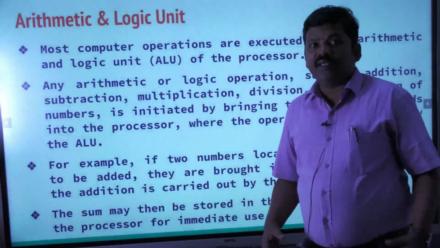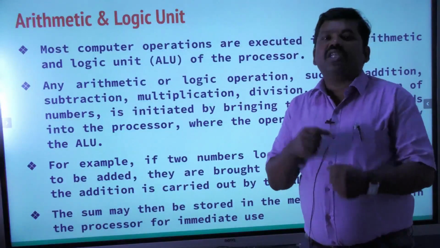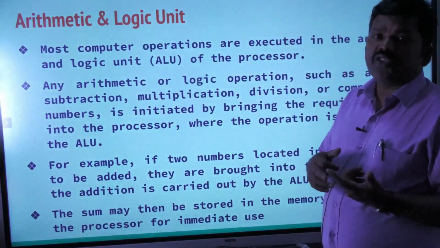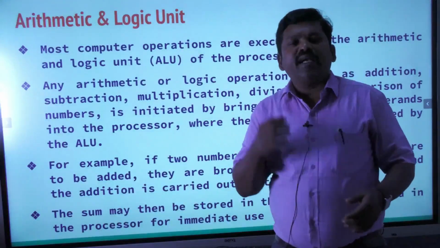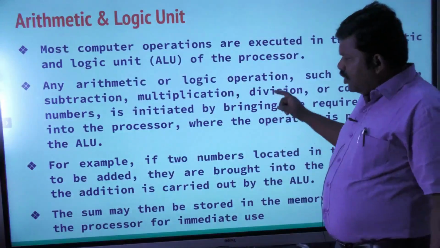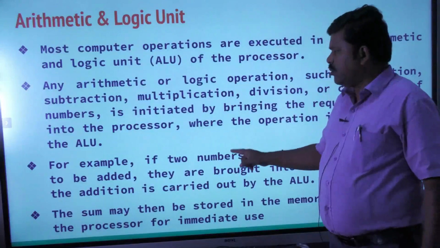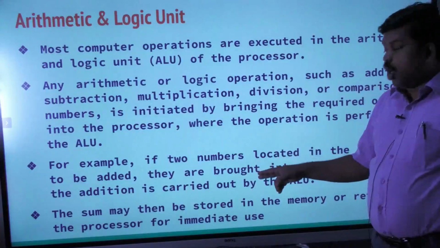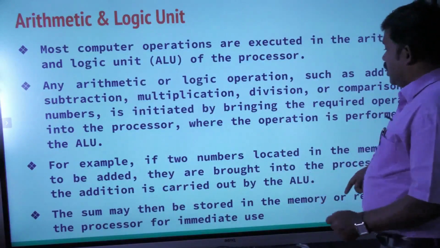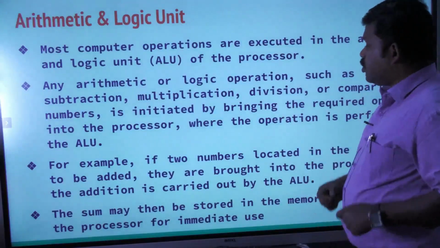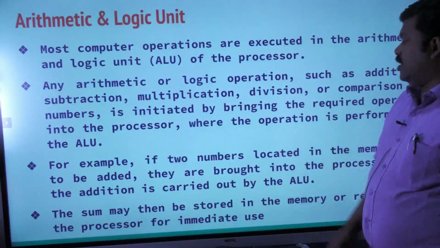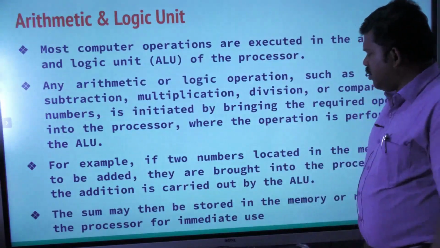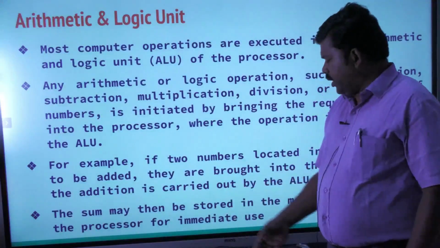So the ALU acts as an executor where all the instructions are executed. Different categories of instructions, such as arithmetic instructions, logical instructions, and shift instructions, are executed within the ALU with the support of the control unit. For example, if we want to add two numbers located in primary memory, they are brought into the processor and the addition is carried out, and the result is sent back to the memory or registers. The result may be stored in memory or retained in the processor itself for any other use.